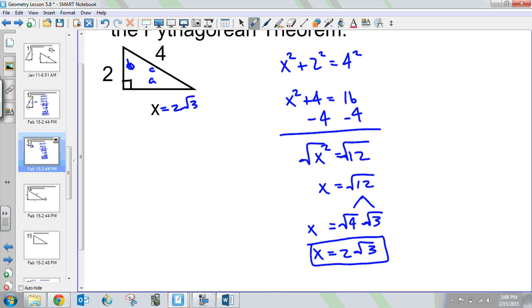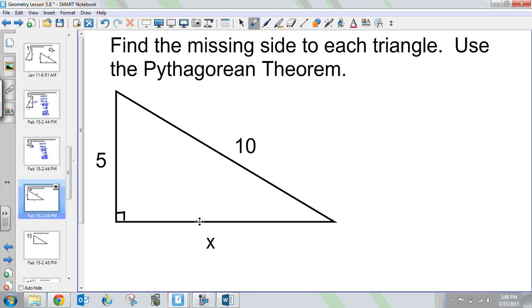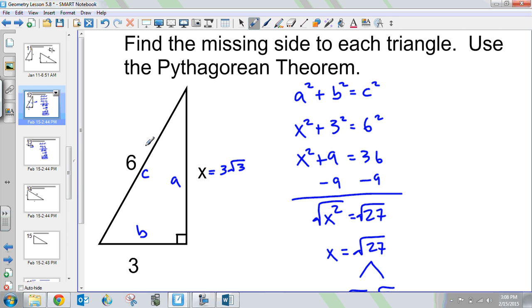Okay, so now let's try this one more time. Let's see if we see another pattern here. Based off of our pattern, I had seen this leg of the right triangle was 3, and so this other length was 3 square root of 3.